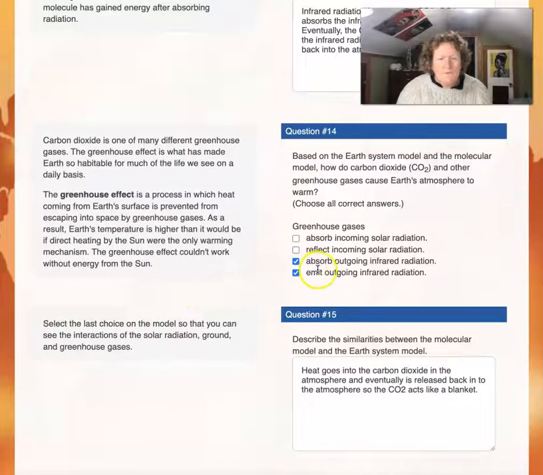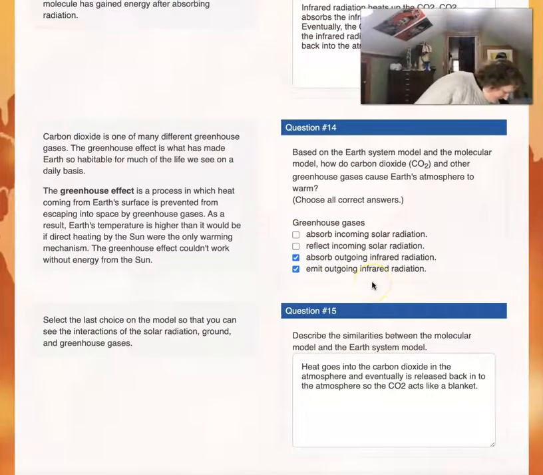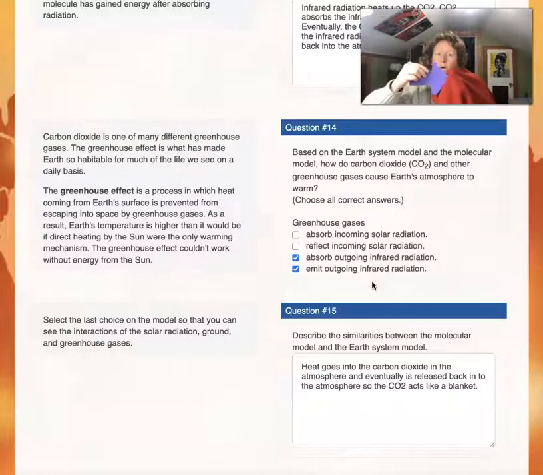So, those greenhouse gases absorb outgoing infrared radiation, and they also emit outgoing infrared radiation. So if this is the carbon dioxide in the Earth's atmosphere, it absorbs the infrared radiation, it hangs on to it, and then as it cools, it re-releases that infrared radiation, usually back to Earth, and that helps keep Earth warm. The problem is we have too thick and too much blanket right now.